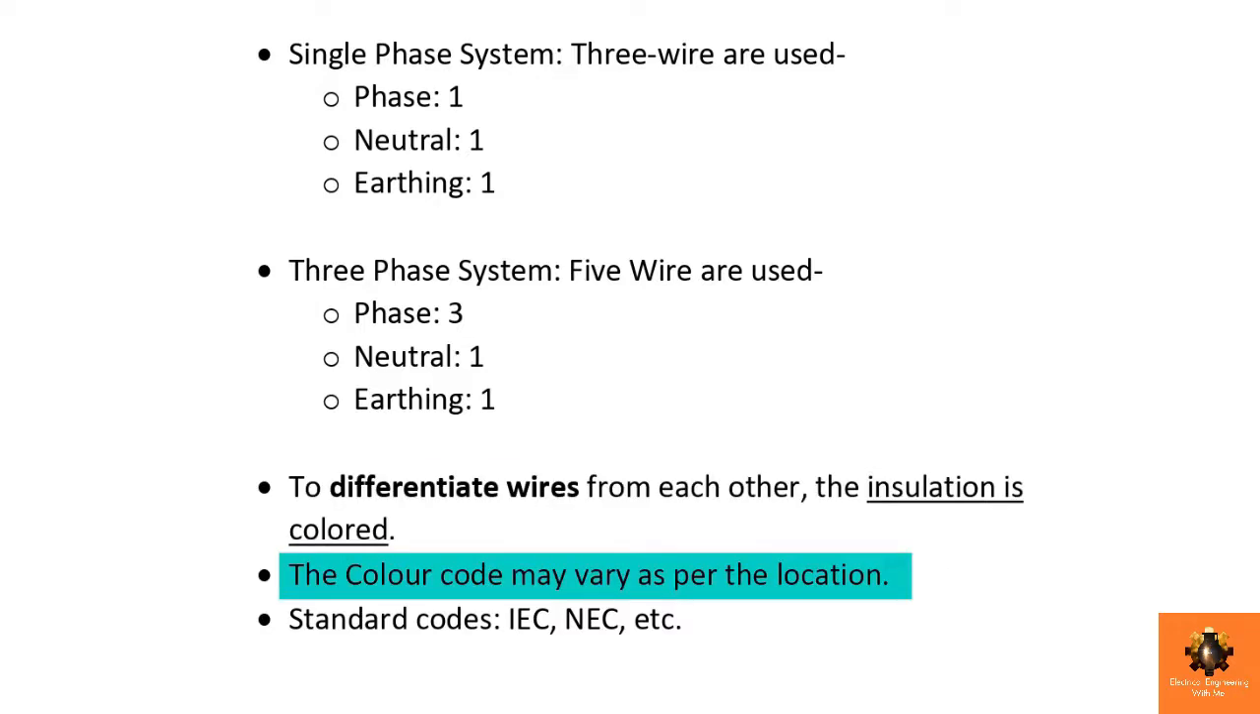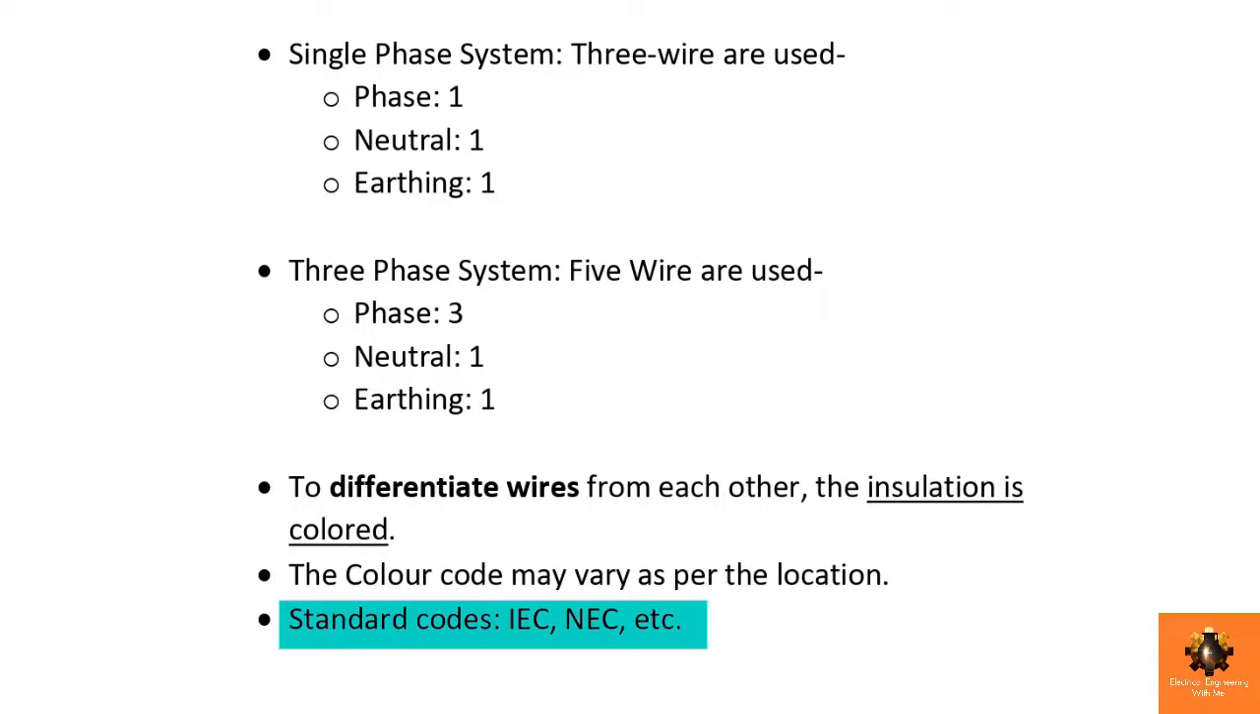These color codes may vary from state to state or from country to country, but there are some standard codes like IEC, International Electrotechnical Commission, NEC, National Electrical Code, and some others also. But it is very important to know these electrical wiring codes, because if we make a wrong connection of wires, then some serious conditions may occur, like fire. So it is very important to know about electrical codes. Okay. Now let's come to this first point.